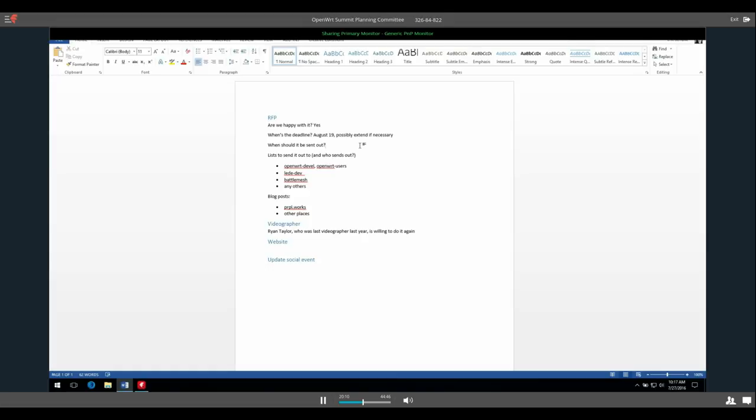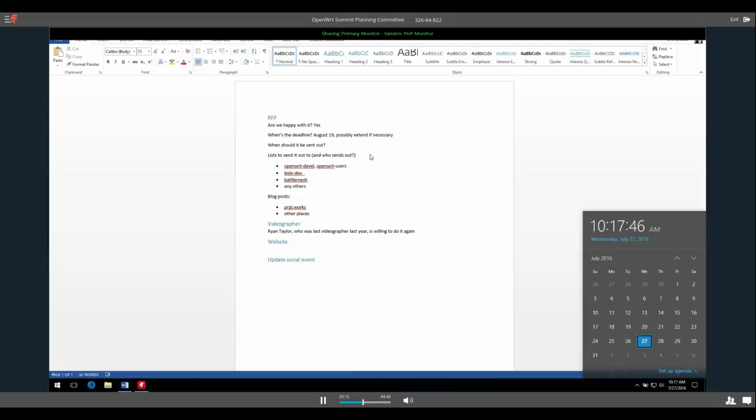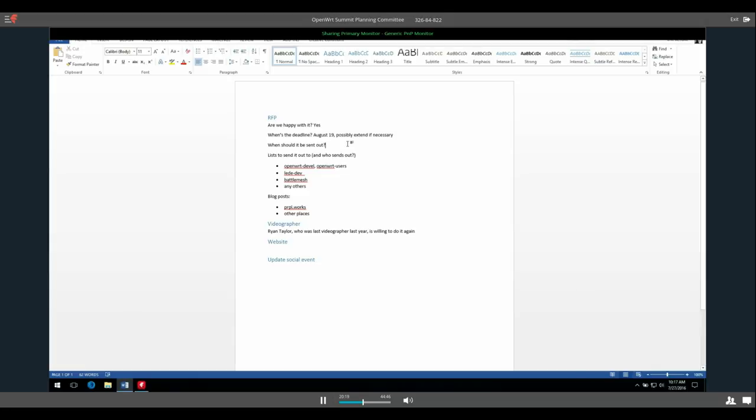When do we want to send the RFP? As soon as possible. Yeah, I'm happy with it. Generally, we agree. Today or tomorrow, I think, as long as we don't have any issues.